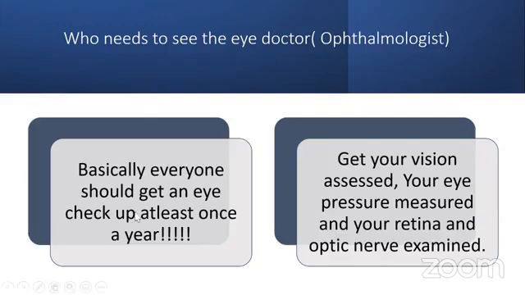So basically, everyone should get an eye checkup at least once a year. Okay, that's for everybody, whether you're 2 years old or you're 82 years old or 102 and beyond. So basically, get your vision checked.